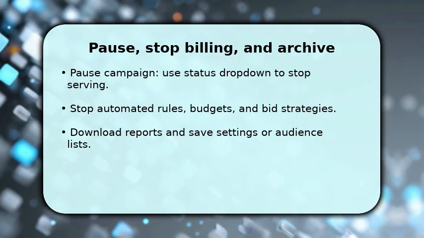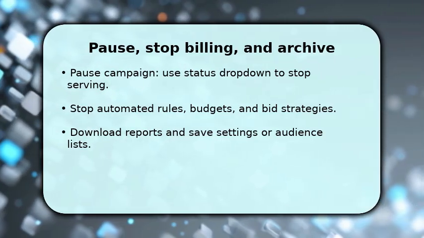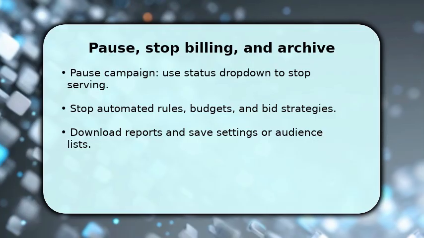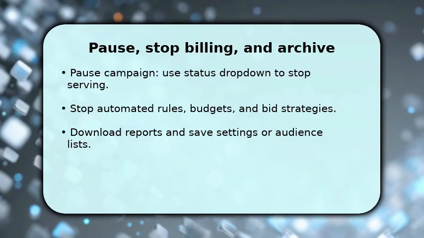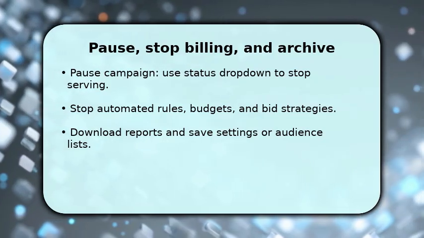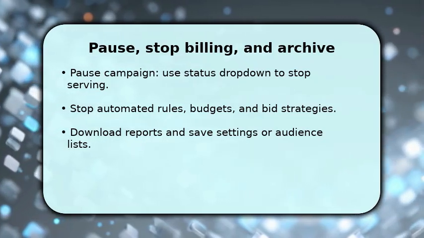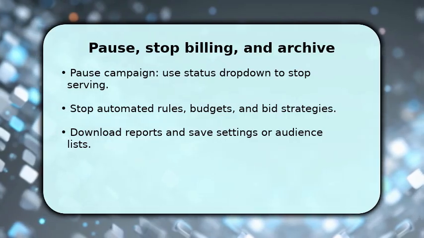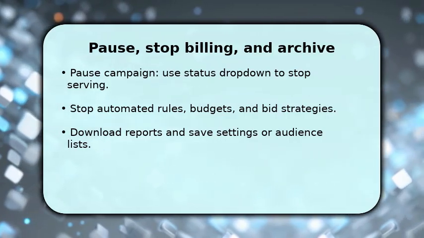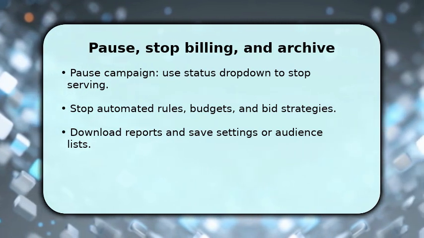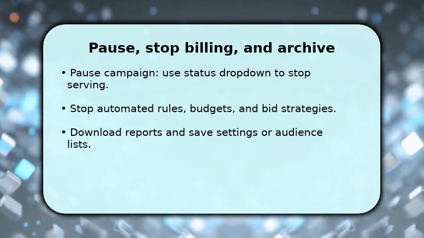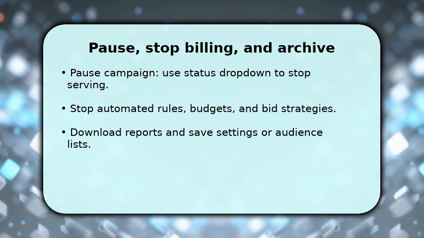Export any performance reports, audience lists, and conversion settings you might need later. This preserves historical data and lets you recreate targeting if required. Once done, archive or label the campaign as canceled for bookkeeping and notify stakeholders that billing has stopped and data has been saved. Finally, remove the campaign or set it to canceled in campaign settings and confirm the change.